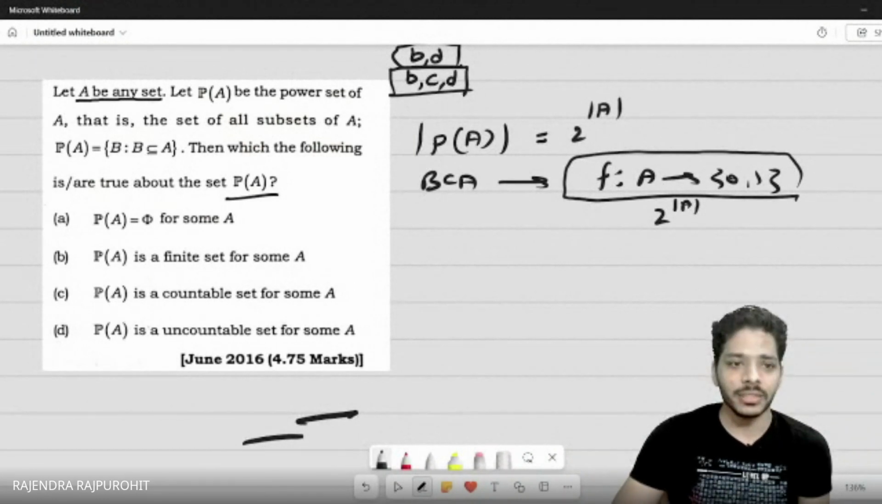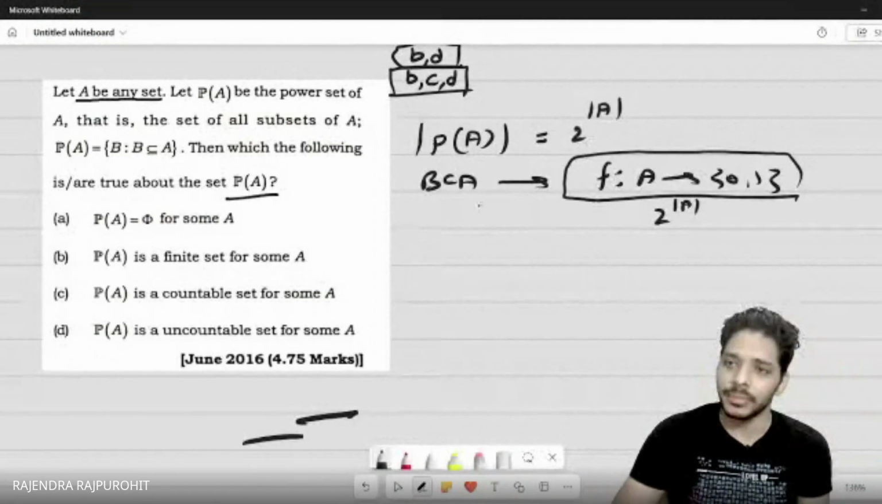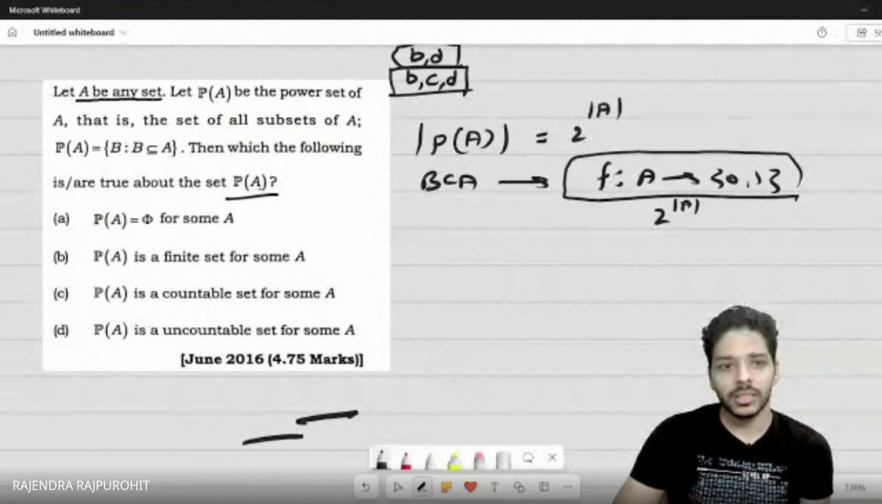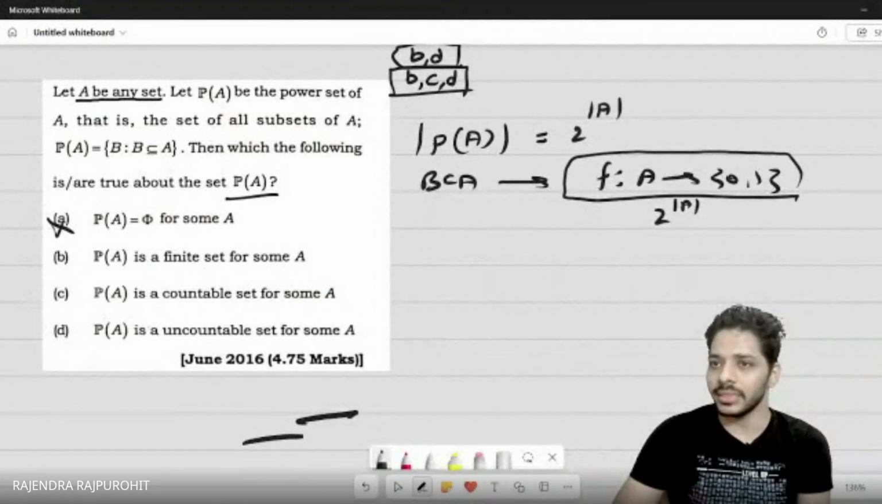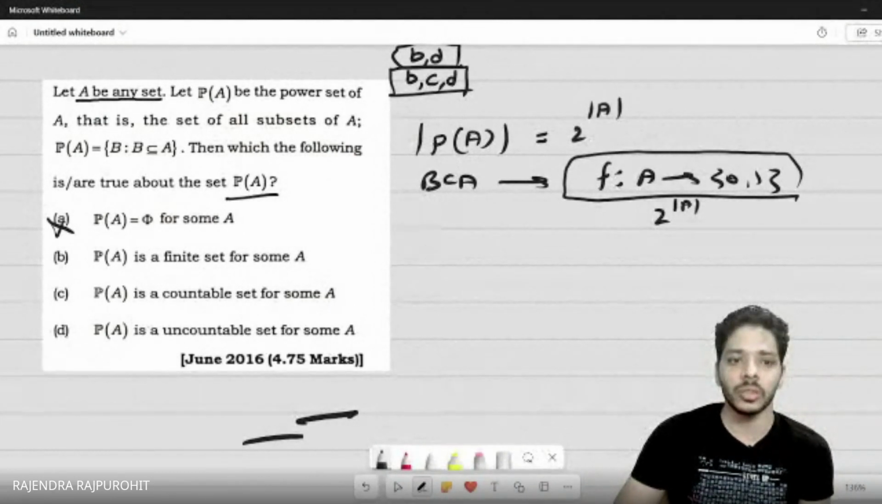Anyways, the first option is saying that even if your A is empty, then the power set of A will always have at least one element, which is the empty set itself. So option A is totally incorrect. It is the most incorrect option here. Now let's talk about the other options.